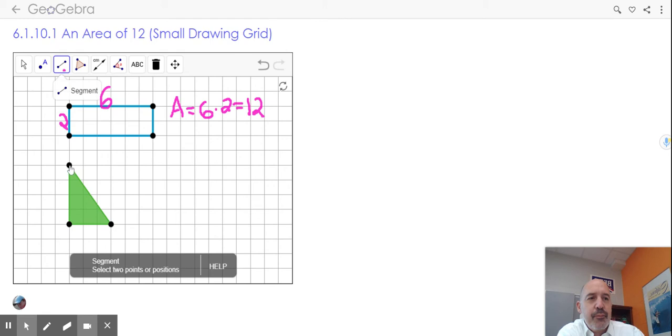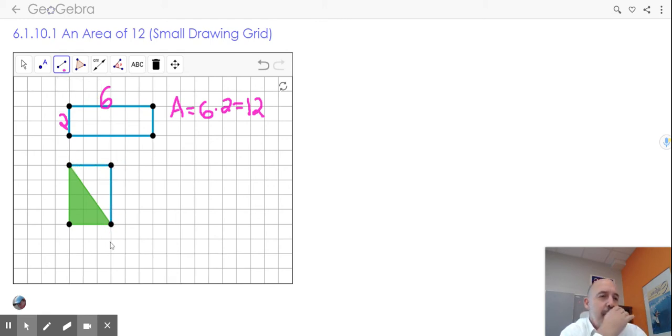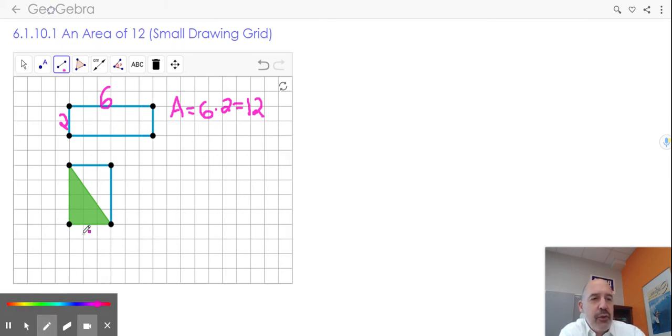represents half of a rectangle. So I could look at this triangle. It has a base of 3, a height of 4.